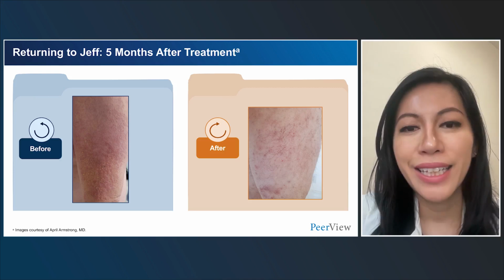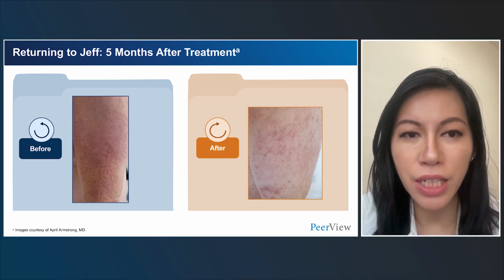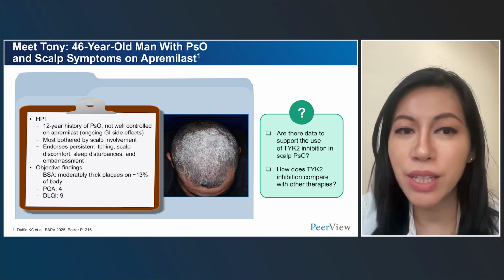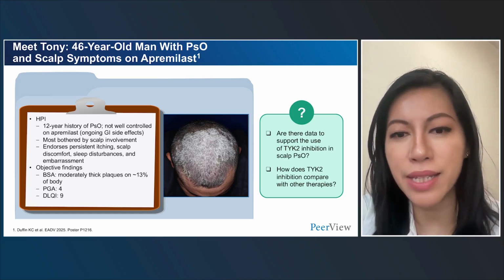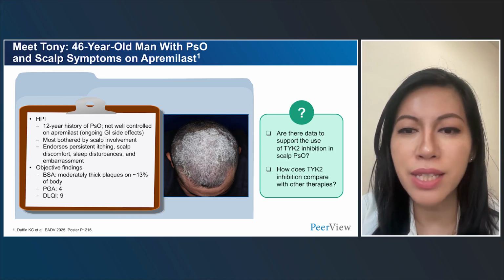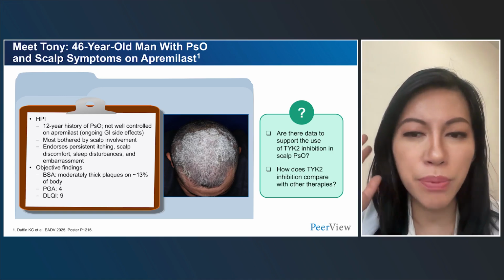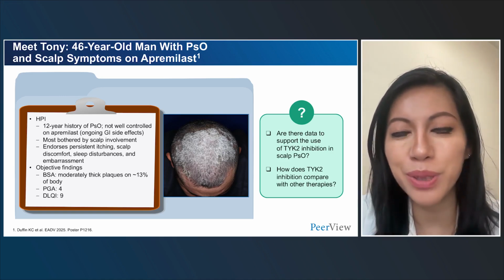Okay. Now we're going to pivot. We're going to say goodbye to Jeff, and we're going to look at another patient. So let's meet Tony. Tony is a 46-year-old man with psoriasis and scalp symptoms on apremilast. So here we see Tony. What we're seeing is lots of flaking around the scalp, very prominent around the retroauricular area, because that's where we can see the scalp a little bit better.